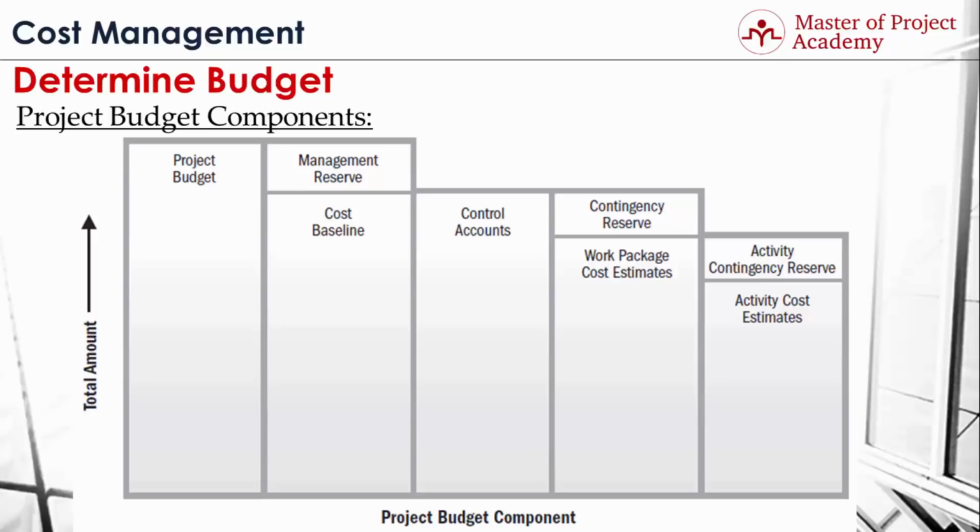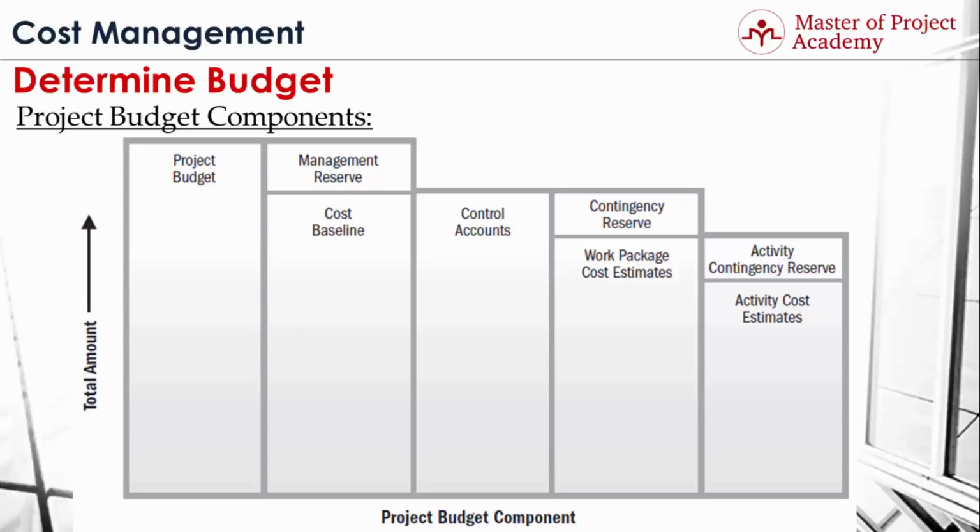Cost baseline is constituted with the costs of control accounts. If you remember the work breakdown structure, we were aggregating the costs of each control account to find the cost baseline. Control accounts have work packages, and estimates of the work packages, with their contingency reserves, bring us the cost of control accounts. The lowest level of a work breakdown structure is activities. Cost estimates of activities and their contingency reserves will constitute the cost of work packages.